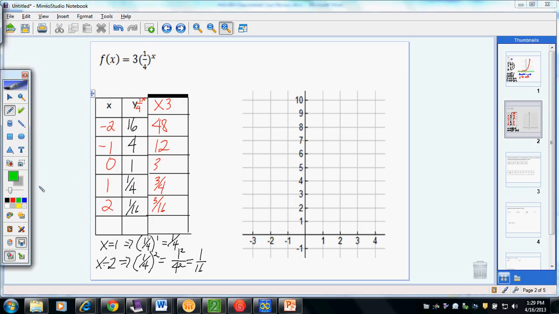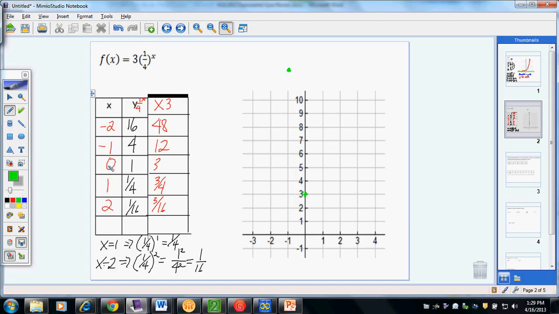So we'll come over here. -2, 48. Oh, we're out of the scale. We can't really use that point. Let's do -1, 12. We can kind of estimate that 12 will be up here somewhere. Okay, 0, 3.